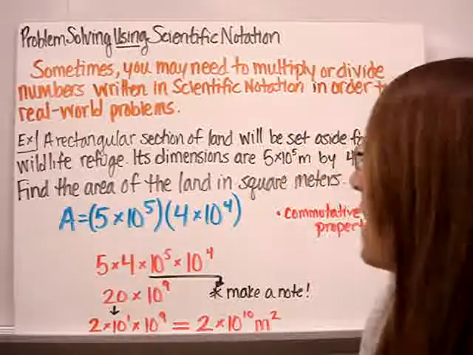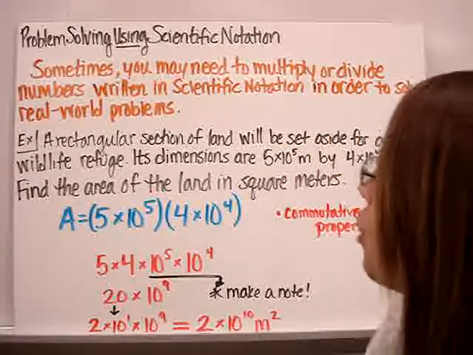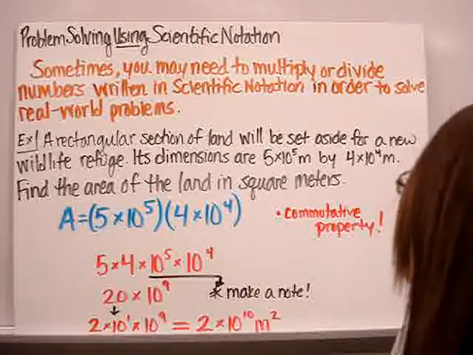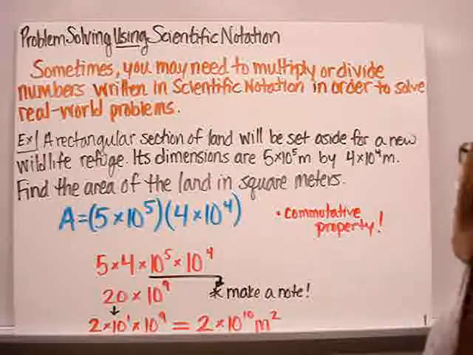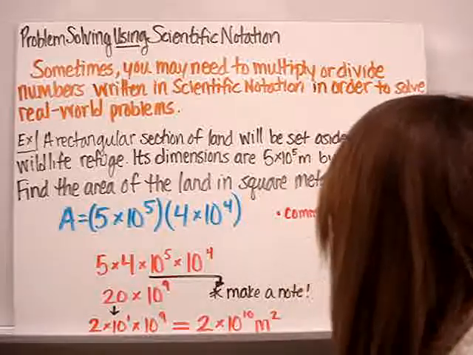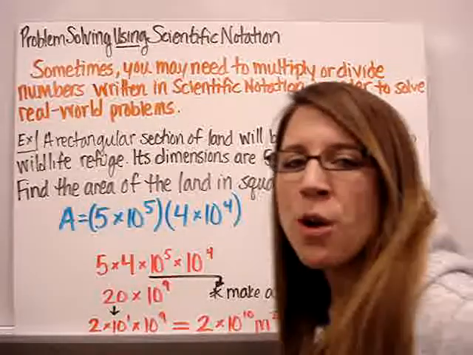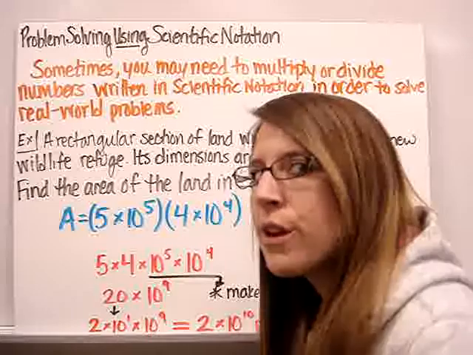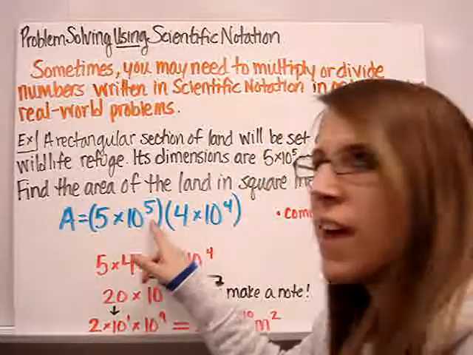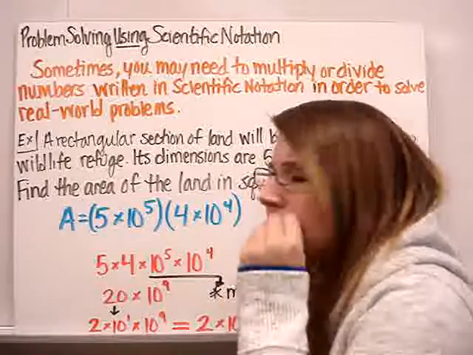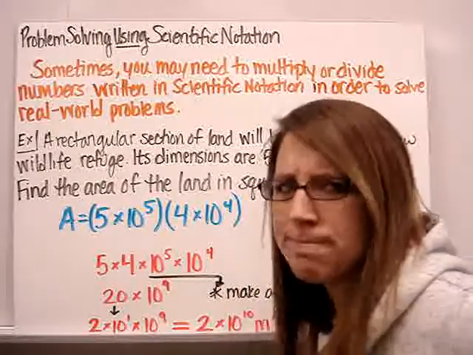A rectangular section of land will be set aside for a new wildlife refuge. Its dimensions are 5 times 10 to the 5th meters by 4 times 10 to the 4th meters. Find the area of the land in square meters. So in order to find area, we would do length times width, and in this case, it's 5 times 10 to the 5th times 4 times 10 to the 4th. Notice here that this is all multiplication.